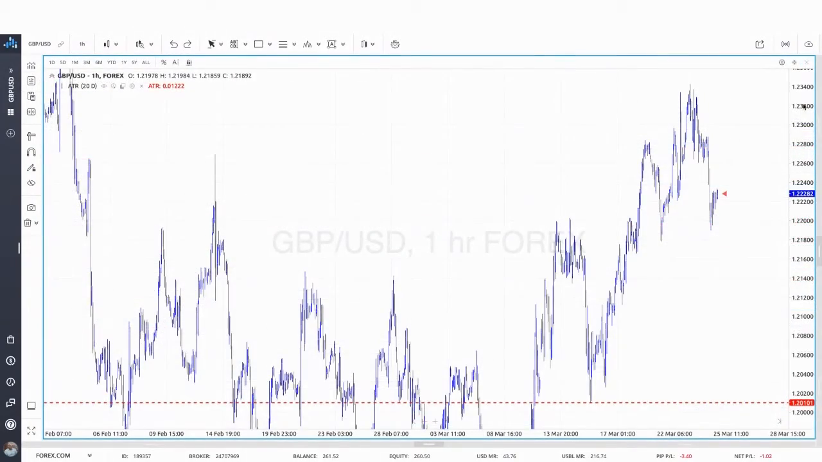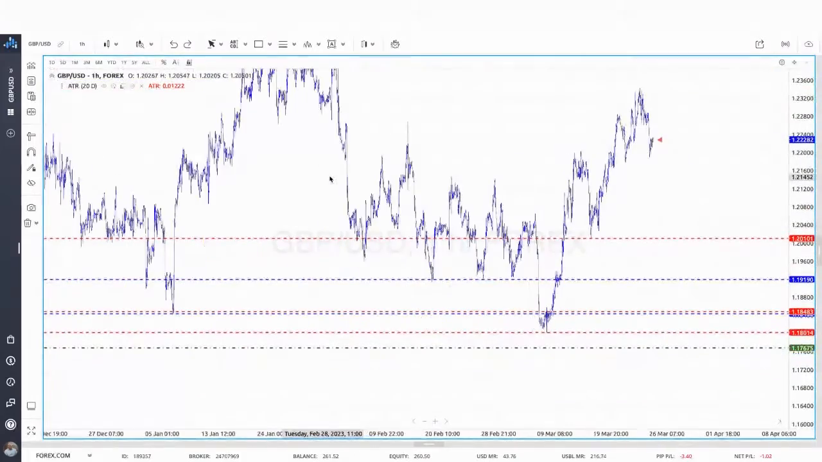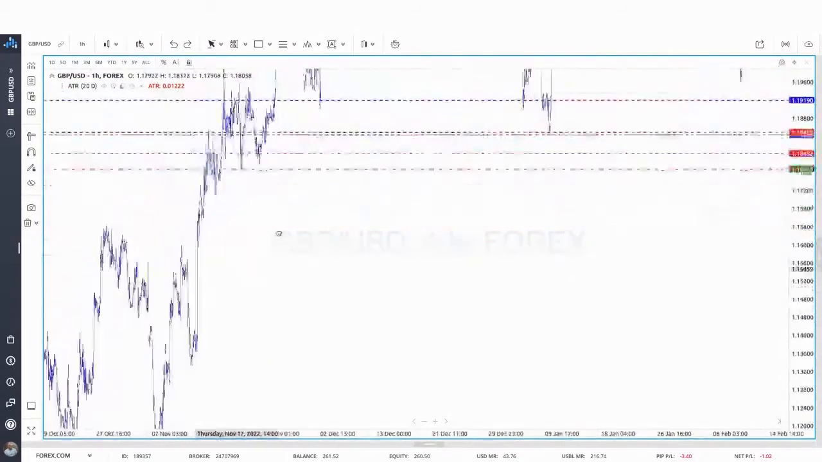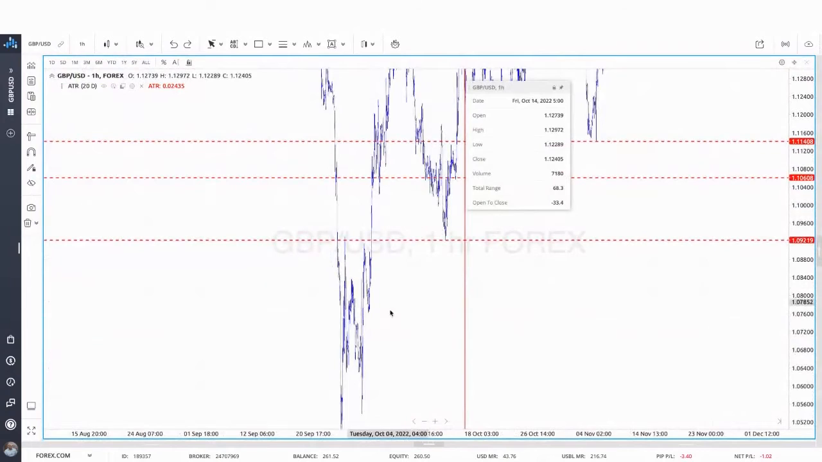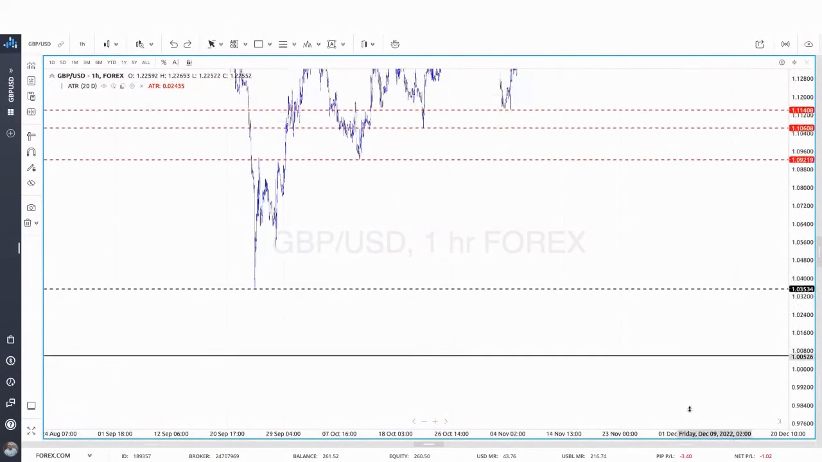All right, we come down to our 1-hour time frame. And on the 1-hour time frame, I'm going to do the same thing. I'm going to run that fib off the low to see where price lands. Okay.